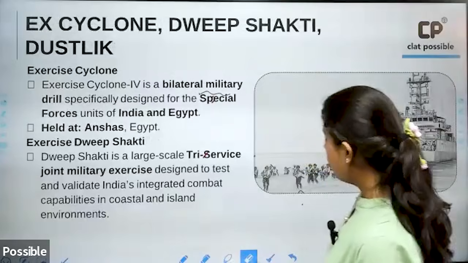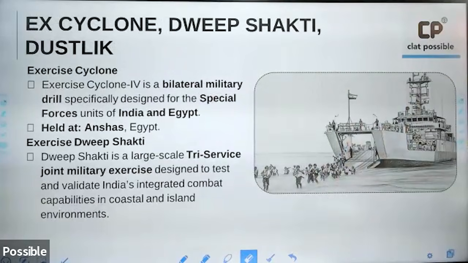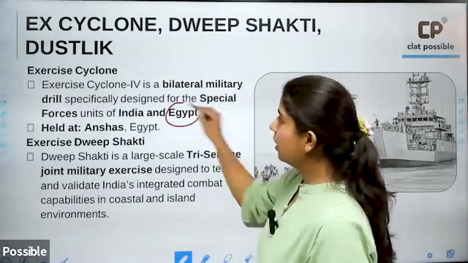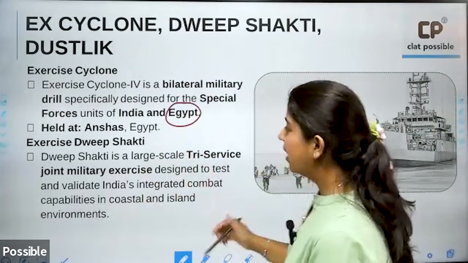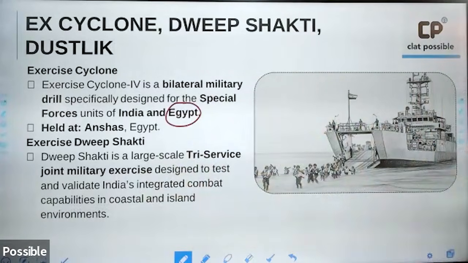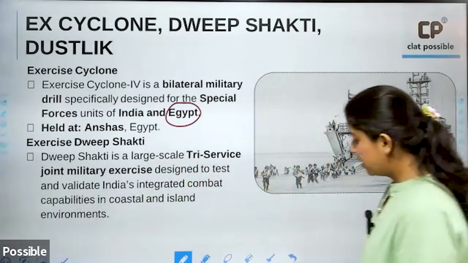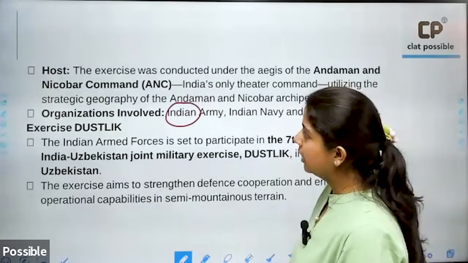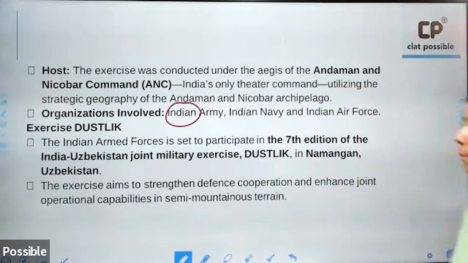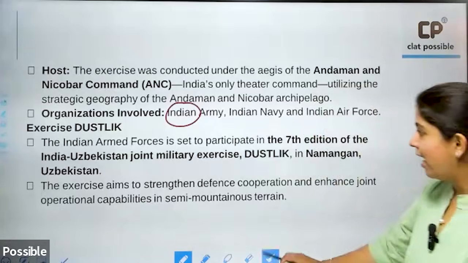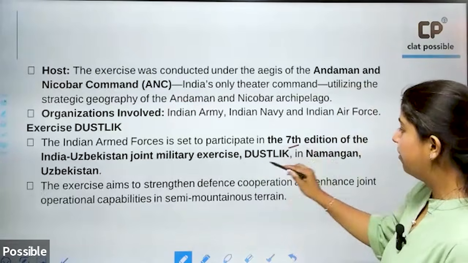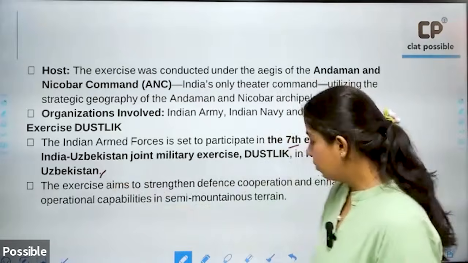All right. Okay. Then we undertook 3 exercises. You need to remember the countries with which we've undertaken this. Exercise Cyclone is with Egypt. Dweep Shakti was India's own exercise, a tri-service joint military exercise between the Navy, Air Force and the Army. And also now we have Dastalik, which was the 7th edition, and it is with Uzbekistan.